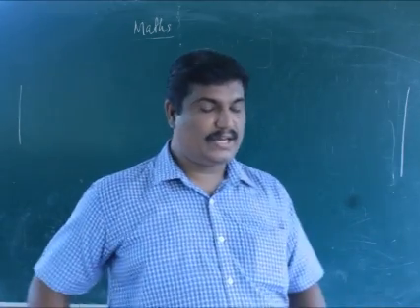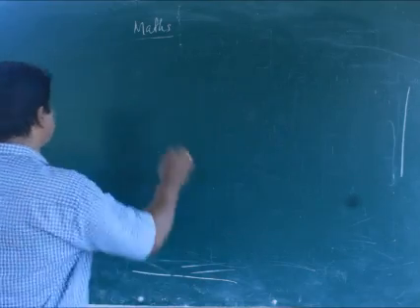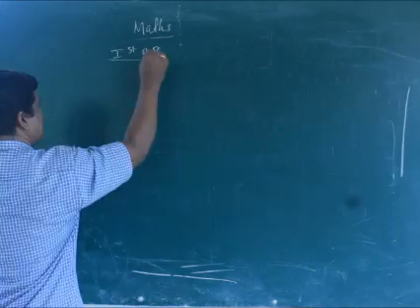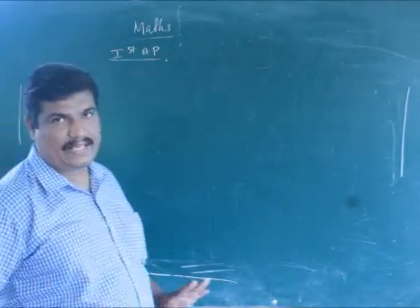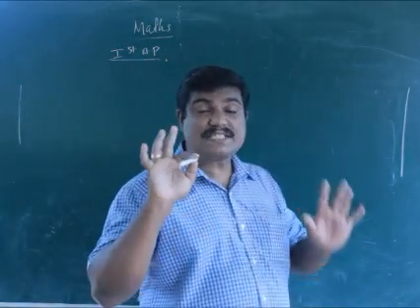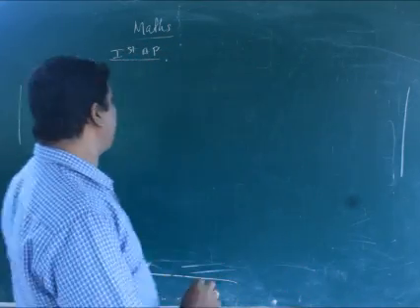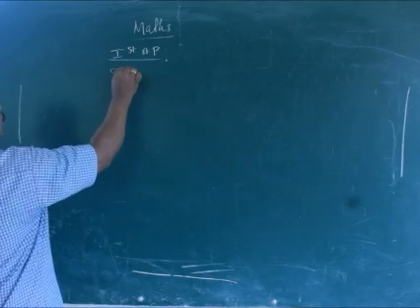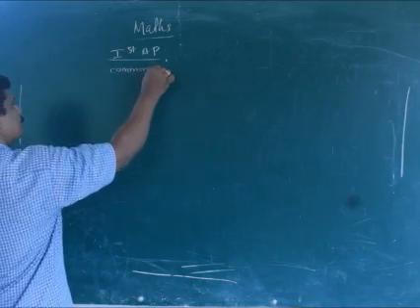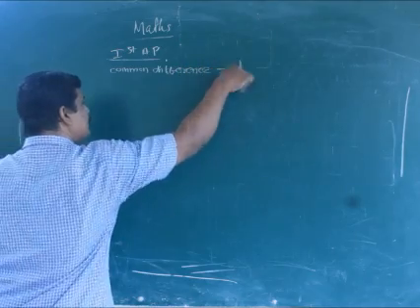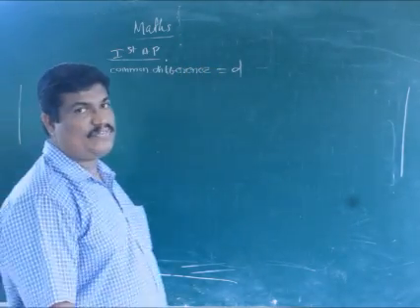Okay, so here two APs are there. Listen, first AP. Two APs have the same common difference, so the common difference becomes the same. So for the first AP, the common difference is equal to D. Common difference D. Clear?